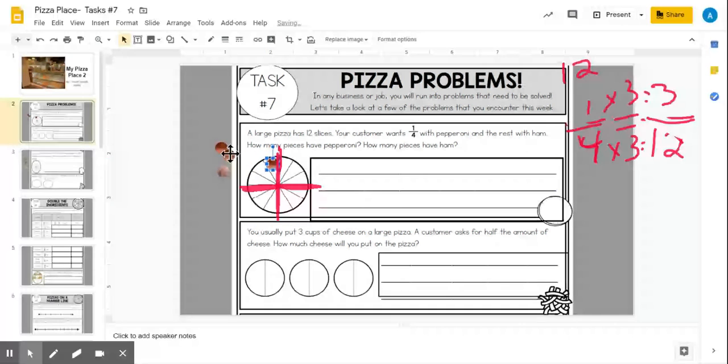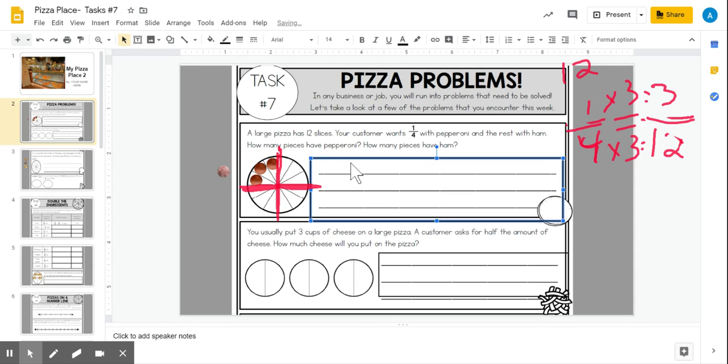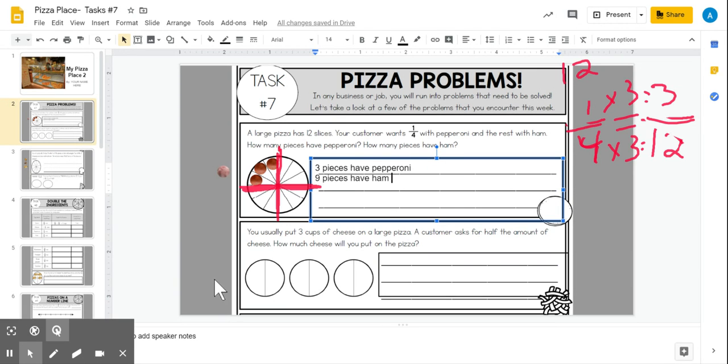So I can put our pepperoni slices here. In this box, I'm going to say 3 pieces have pepperoni. And then it says the rest are with ham. So you have to count out the rest. 1, 2, 3, 4, 5, 6, 7, 8, 9. So 9 pieces have ham. And of course, 9 plus 3 is 12. So we got the whole entire pizza.